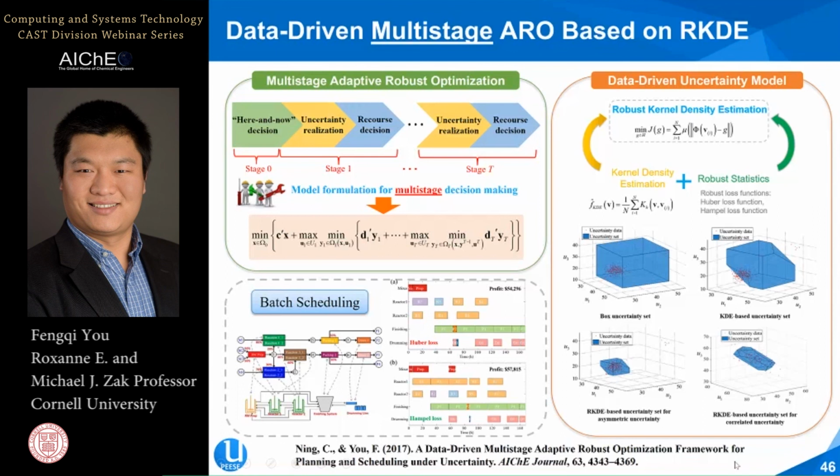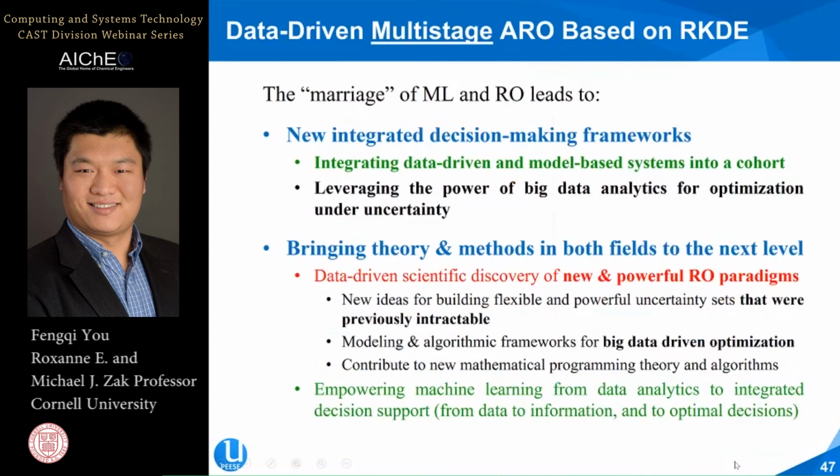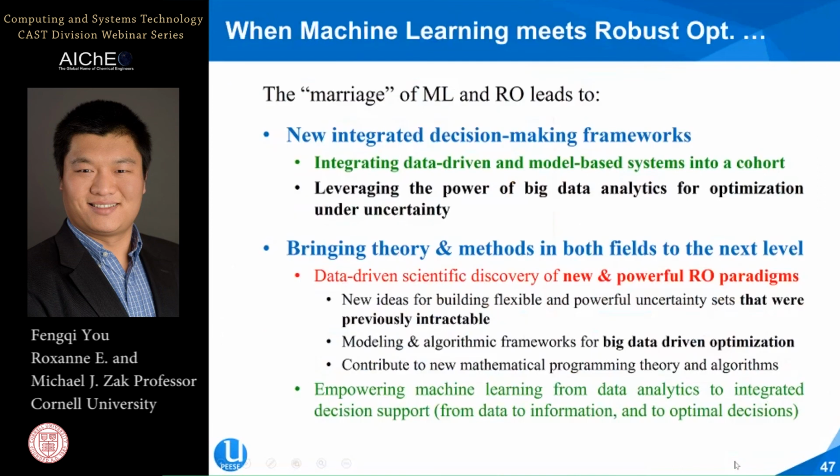This paper is also published, called a data-driven multi-stage adaptive robust framework for planning and scheduling under uncertainty. Let me draw a quick conclusion in the last minute. I would say this is very much a merger, a marriage, of machine learning and robust optimization. On one hand, it leads to a very nice integrated decision-making framework that has a data-driven component and also a model-based systems component, and puts them together in a comprehensive way. Here we leverage the power of big data analytics for optimization under uncertainty. But more importantly, the meeting of machine learning and robust optimization really brings the theory and methods in both fields to the next level.